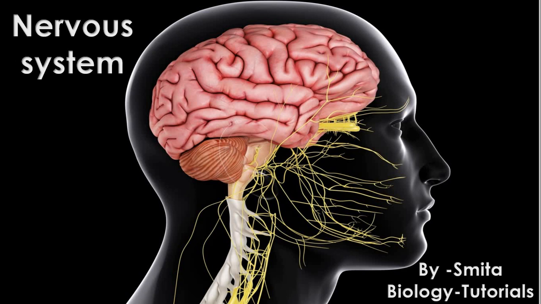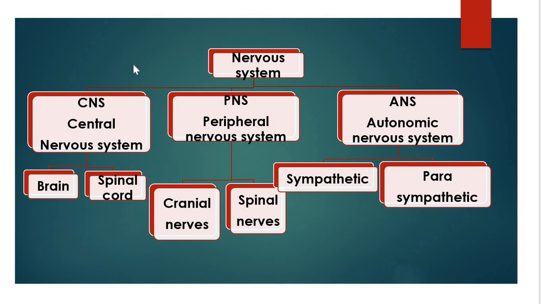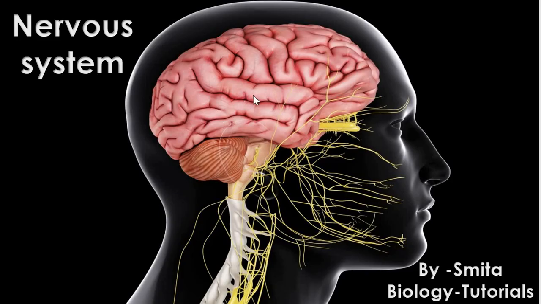So let's understand the components of the nervous system. The nervous system is basically divided into three parts: central nervous system, peripheral nervous system, and autonomic nervous system. CNS, PNS, ANS. CNS, that is the central nervous system. This is the central nervous system which includes the brain and the spinal cord. This is the central part of the body. That's why this region is known as the central nervous system.